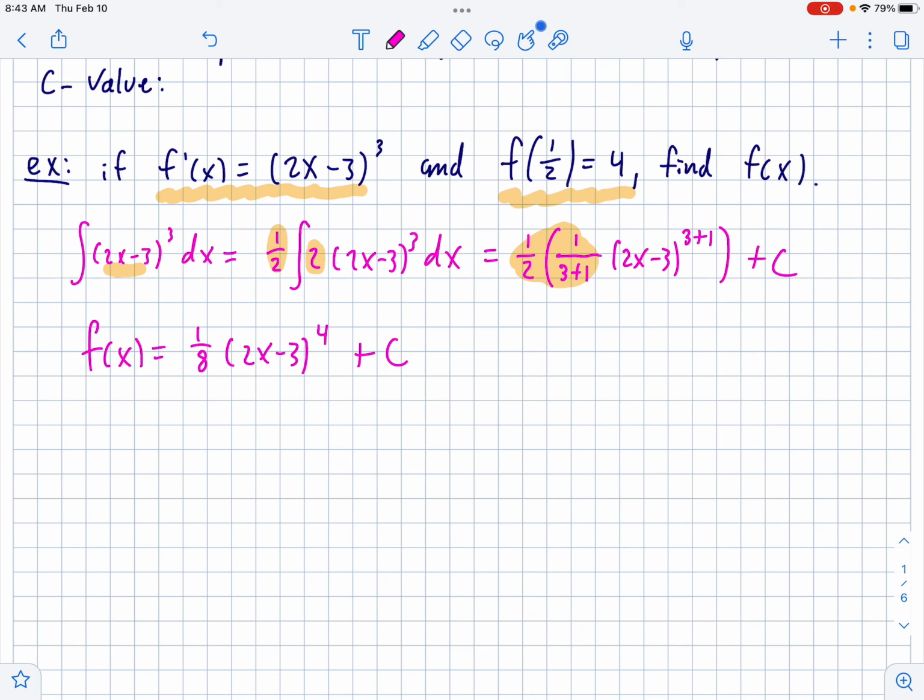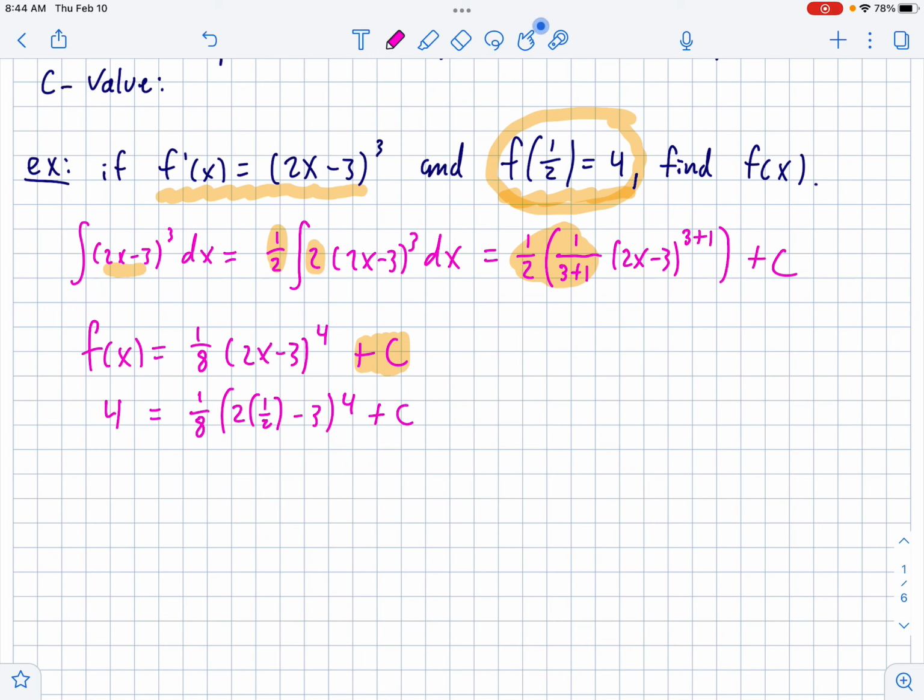Now that is the original function, but this c is just hanging out, and we can actually solve for that c using this information right here, that if you put in a 1/2, you get out a 4 in the original function. So I'll replace the f of x with 4. I replace the x with 1/2. And let's solve for c.